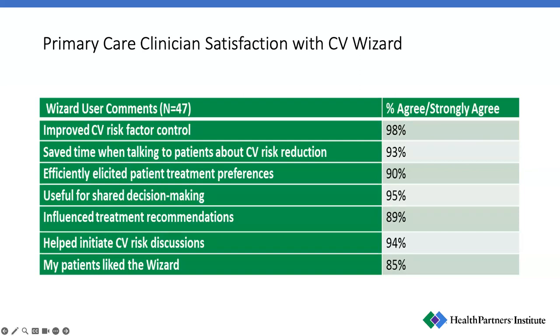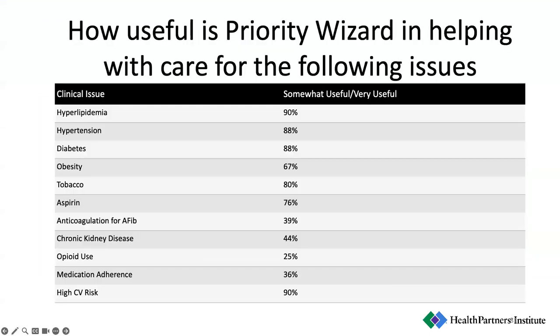Anyway, 95% thought it's useful for shared decision-making. 89% thought it influenced their treatment recommendations. 94% thought it helped initiate discussions of CV risk, and 85% of the clinicians reported it made them feel like wizards. Next slide. Also, about 94% of the clinicians would recommend it for use by their colleagues.